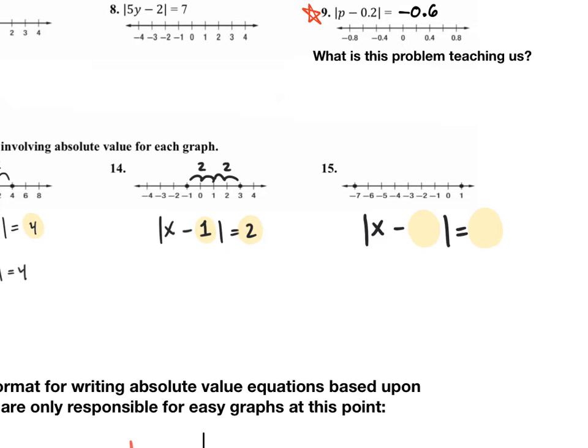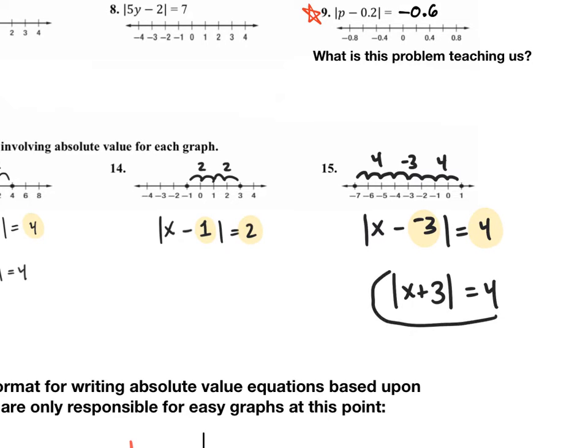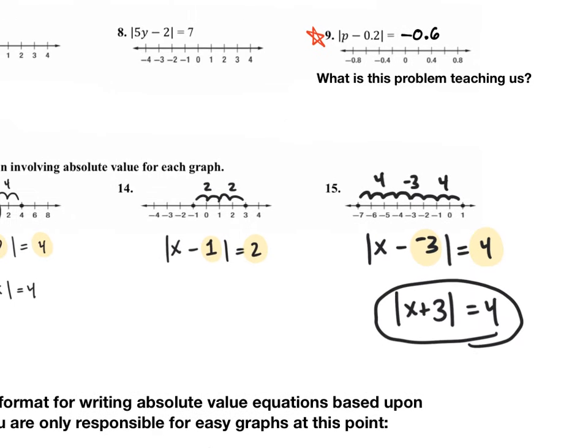So find your center point. So it looks like -3 is my center point. And then the distance that took me to get there was 4 jumps. So I could go ahead and change that double negative to get this as my final answer.